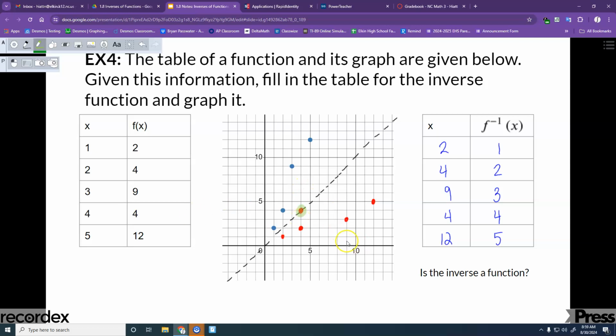Okay, now this question right here says, is the inverse a function? So the red dots, is that a function? What are we looking for? Vertical line test, right? Do I pass the vertical line test? No, right there I've got two that are on top of each other. So this inverse is not a function. Let's go back to the pen. No, not a function. Okay? All right, let's keep going.